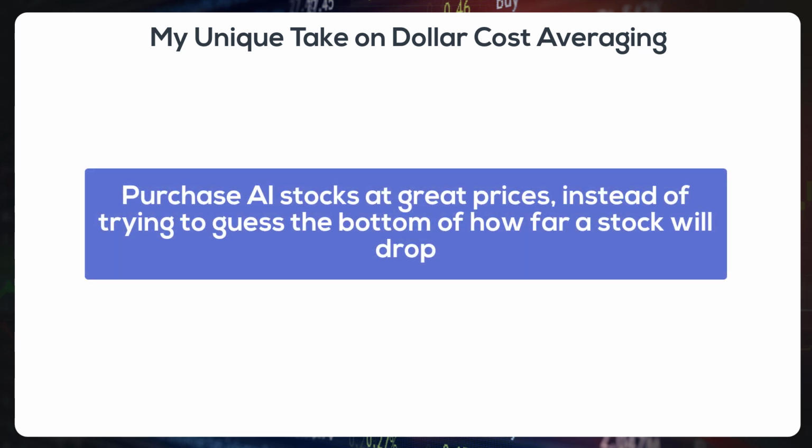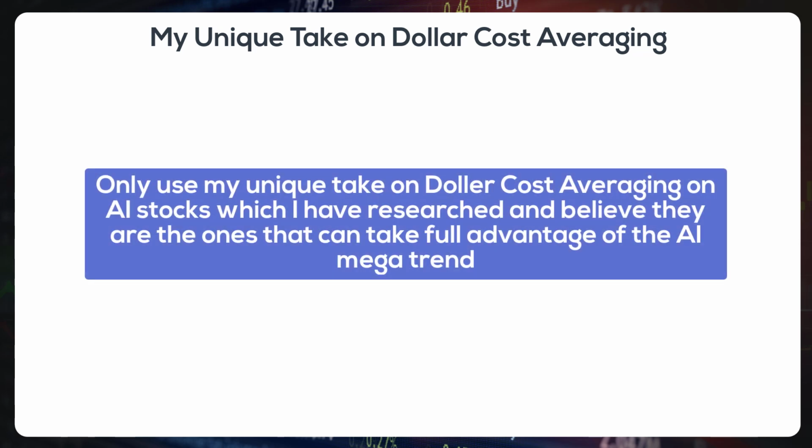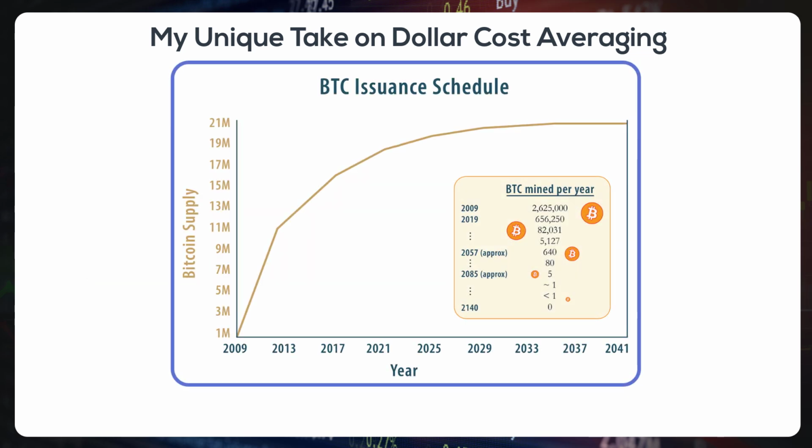This strategy allows me to purchase AI stocks at great prices instead of trying to guess the bottom of how far a stock will drop, which you'll only know after the event has happened. Just to be clear, I only use my unique take on dollar cost averaging on AI stocks, which I have researched and believe are the ones that can take full advantage of the AI megatrend, and cryptocurrencies such as Bitcoin, whose unique advantage of only having 21 million available coins will ensure that any drop in the asset price will be temporary and that it will continue over time to all new highs.